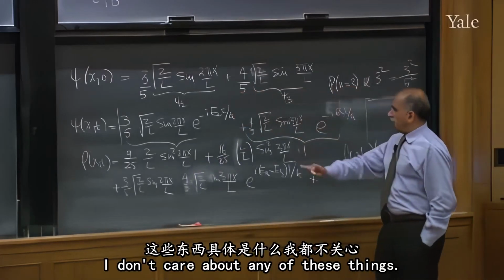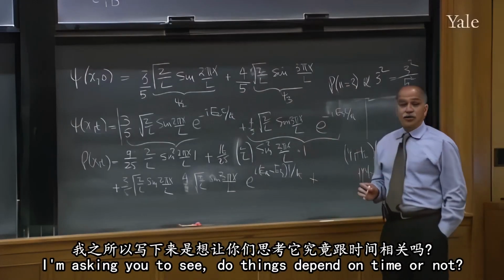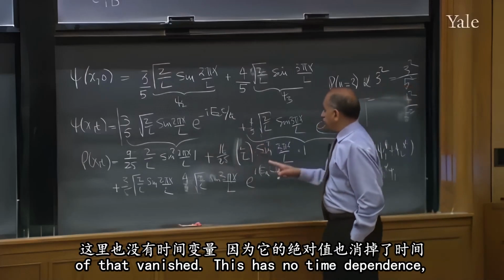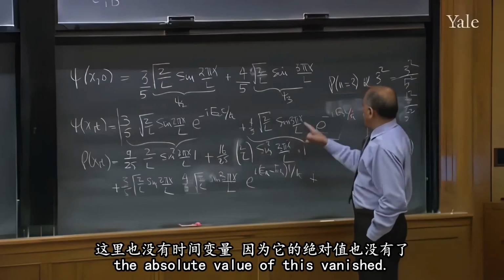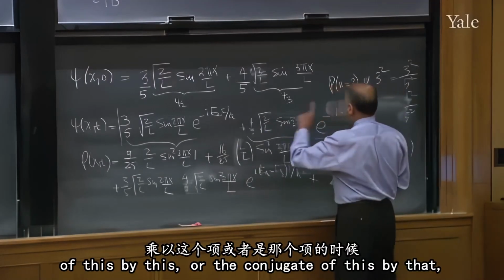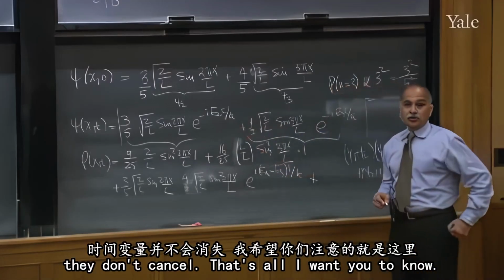I don't care about any of these things. I'm asking you to see, do things depend on time or not? This has no time dependence because the absolute value of that vanished. This has no time dependence, absolute value of this vanished. But the cross terms, when you multiply the conjugate of this by this, or the conjugate of this by that, they don't cancel. That's all I want you to know.